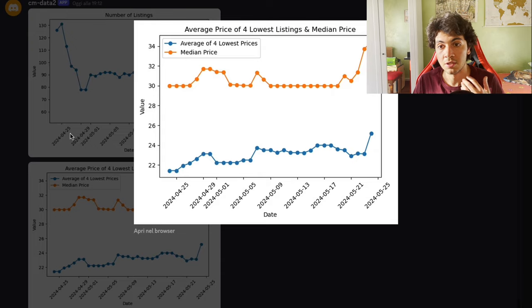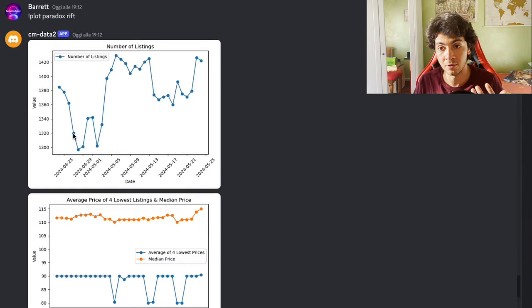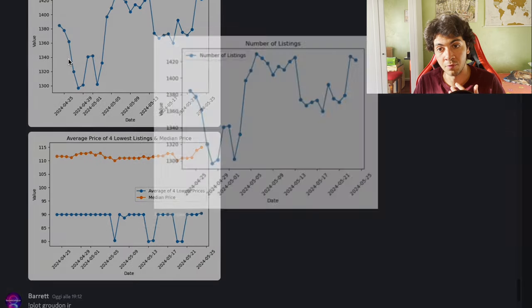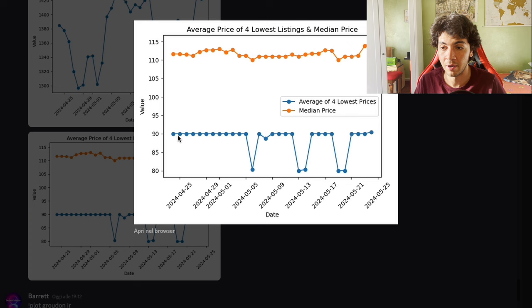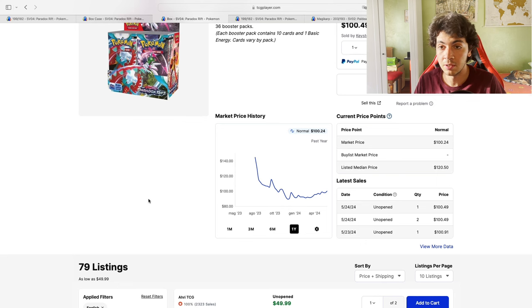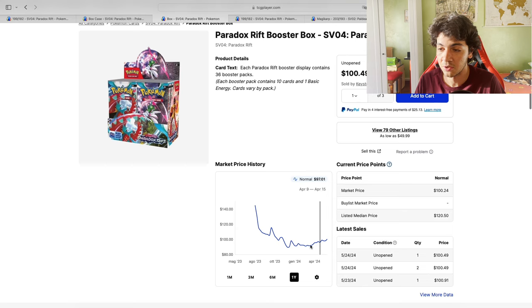Hope it makes sense. So as we're here, let's take a look at the supply for Paradox Rift booster boxes in the European Union. Basically, it's stable in the high numbers. We're talking about 1,500 boxes available in the European market. And as you can see, price has been pretty stagnant. It's a similar situation in the American market. However, it is starting to move a bit higher.